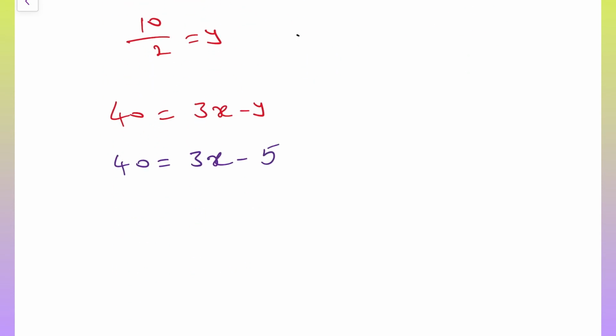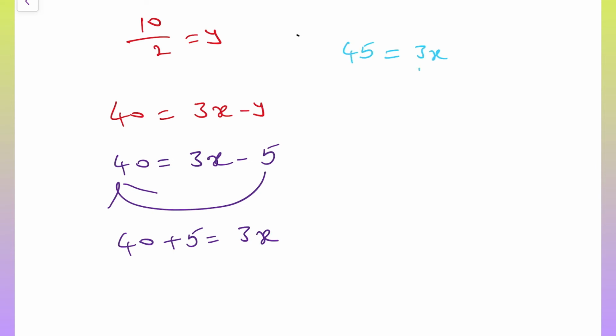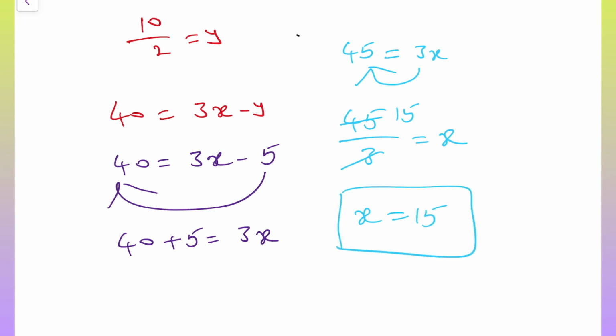Now minus 5, if you take it to the other side, it will become plus 5, right? So 40 plus 5 is equal to 3x. 40 plus 5, 45 equals 3x. Taking 3 also to the left side will become division. 45 divided by 3 equals x. 3 ones are 3, 3 fives are 15. So x is equal to 15. X value 15 and y value 5. So x means we took it as correct answers, right? So correct answers are 15 in number and wrong answers are 5 in number.